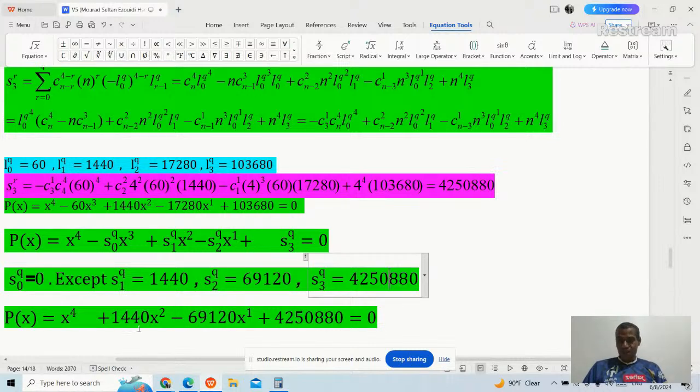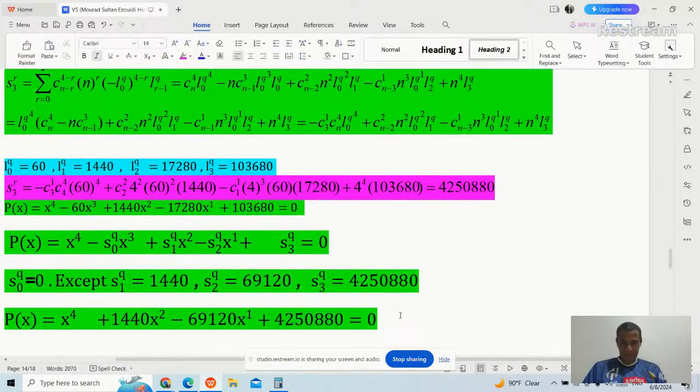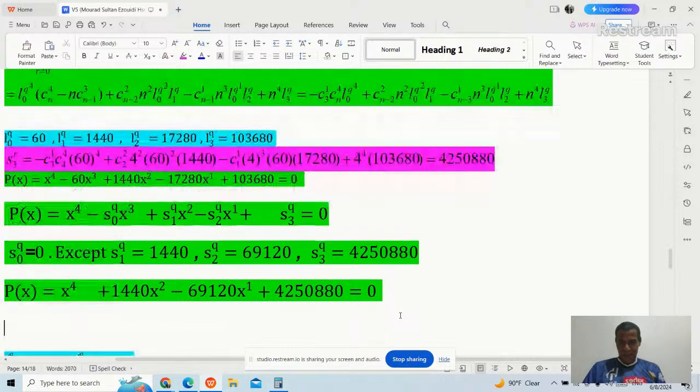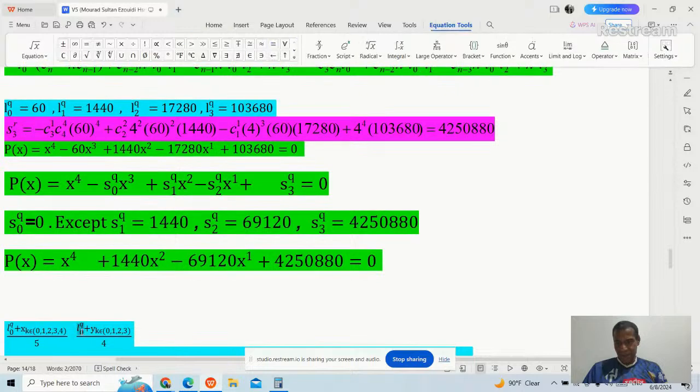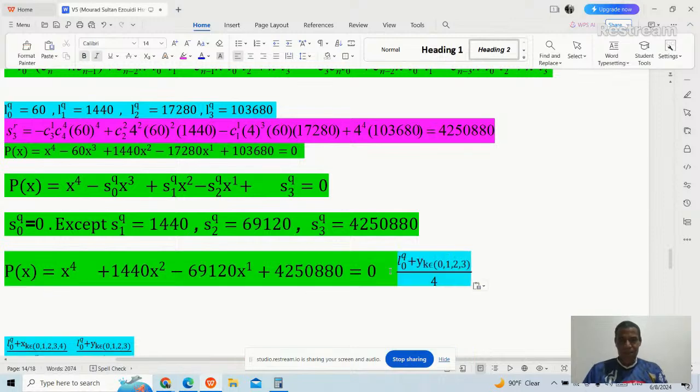The roots of this polynomial, you will add 60. Then you should divide by 4 to get the roots of the first polynomial. That means, if I'm going to explain this briefly, I will do it like that. If you want to find the roots, I'll just make it like that.